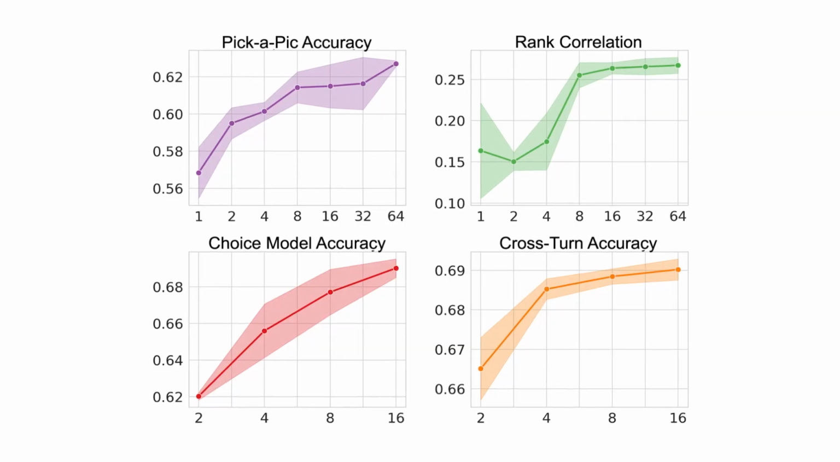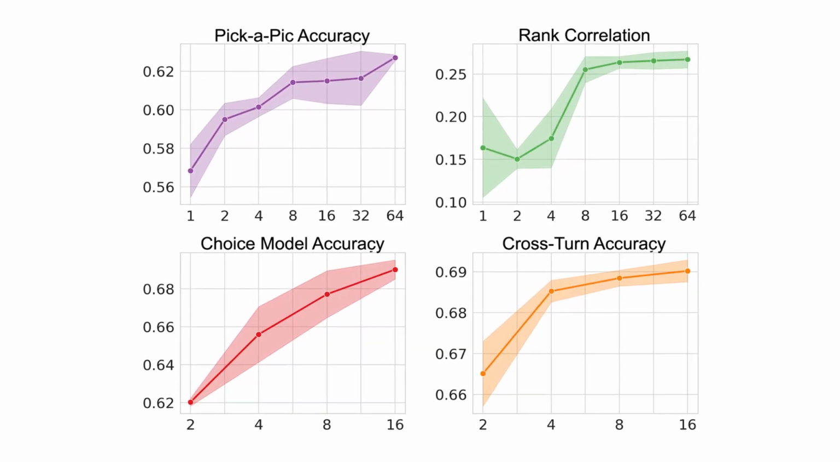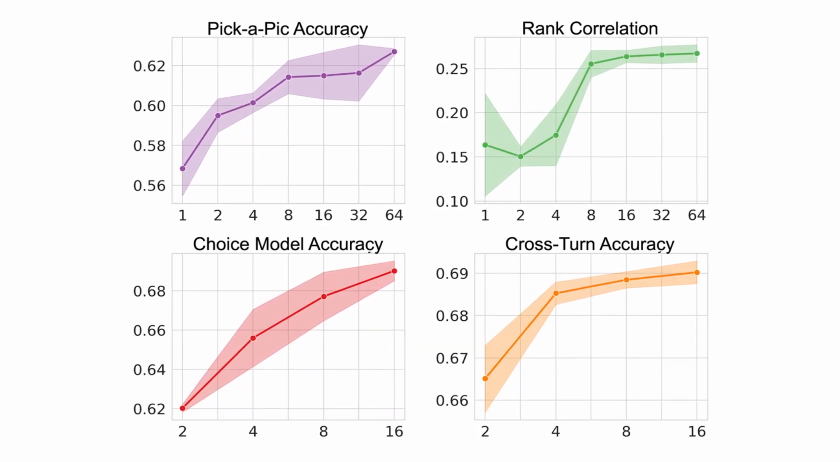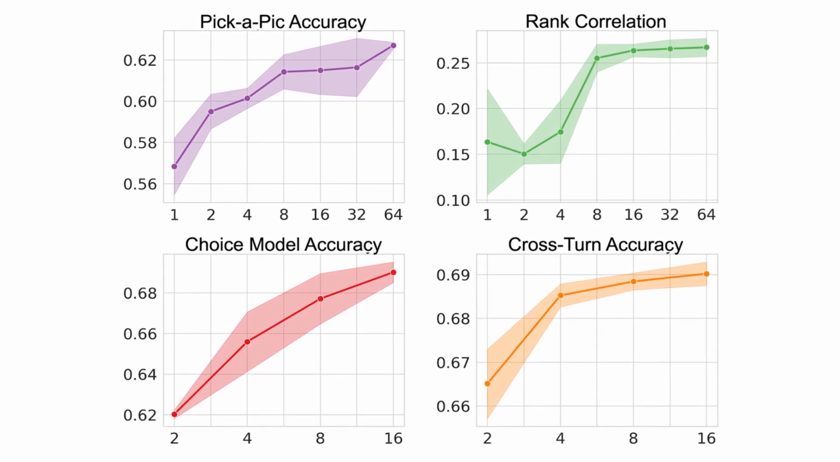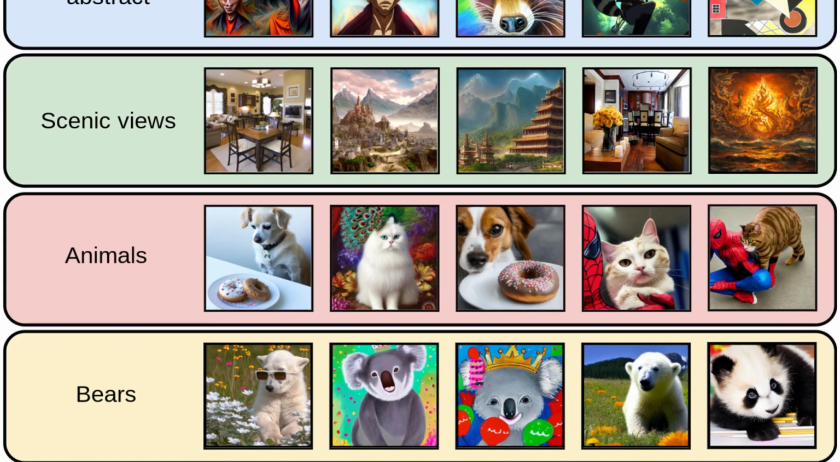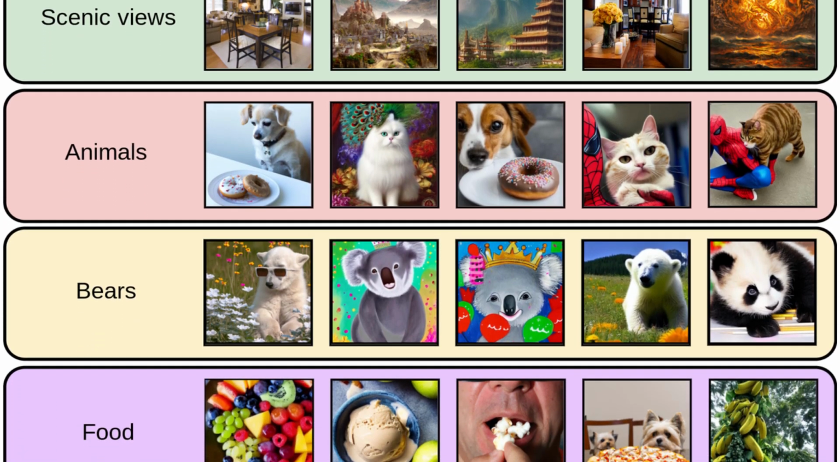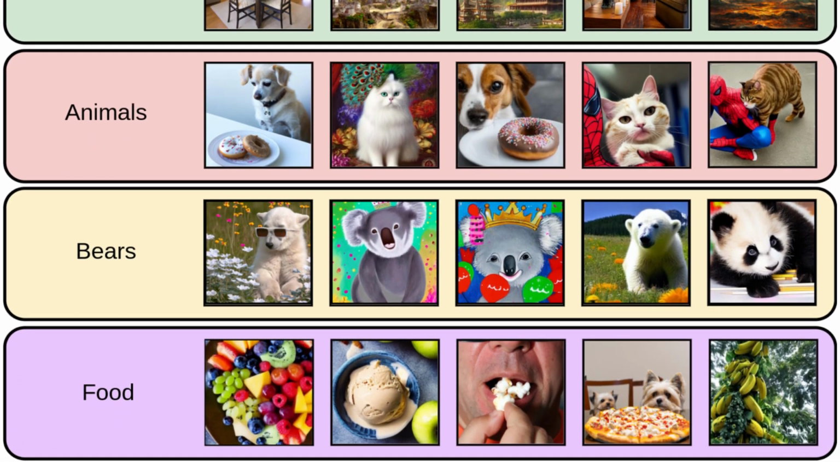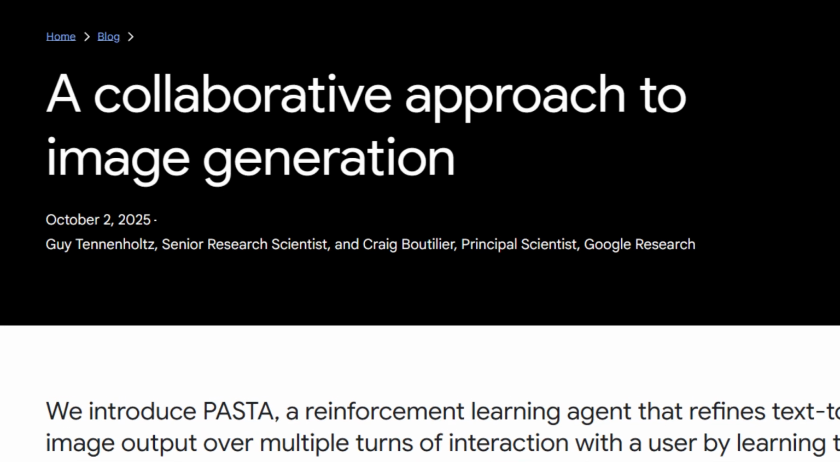The user model identifies 16 different user types based on preferences. Some users prefer animals, others like food, some want abstract art. Once it knows your type, it optimizes everything for you. All right, at this point, you're probably wondering how to use this. Right now, Pasta is in the research phase at Google. The official announcement came from Google Research on October 2nd, 2025.